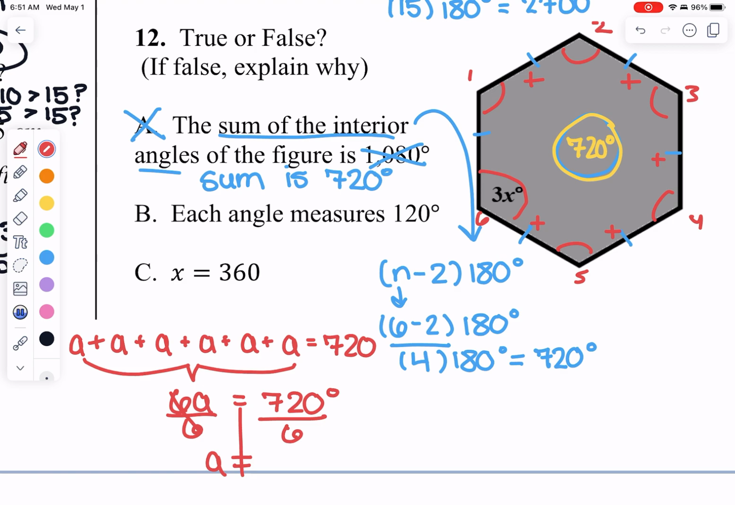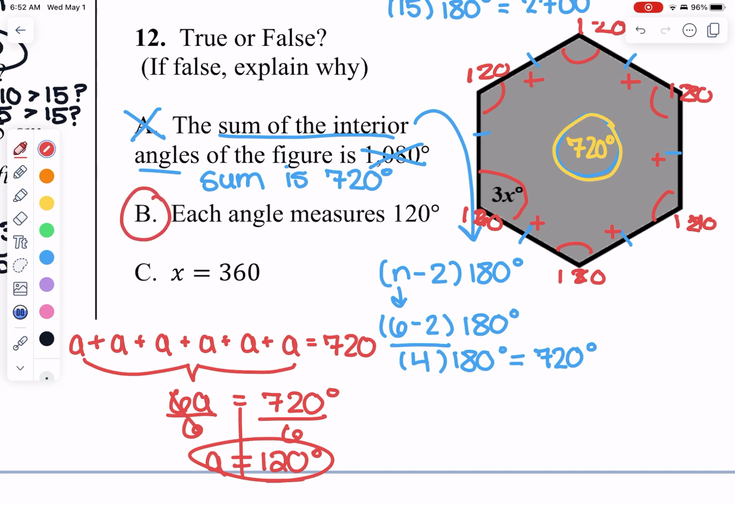That's another one that could go in my calculator brain if it was earlier in the day. A equals 120. Okay? I could check my answer by saying, if this is 120 plus 120 plus 120 plus 120 plus 120 plus 120, well, that equals 720. B is correct. Last but not least, it says x equals 360.